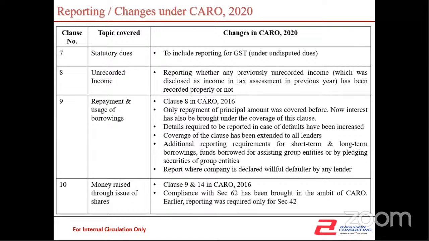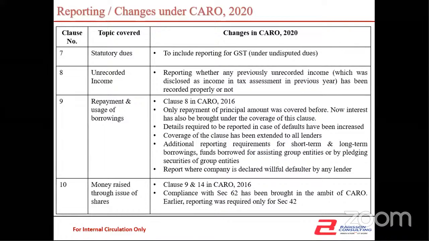Next point, funds borrowed for assisting group entities. If a company has borrowed any funds for providing financial assistance or settling obligations of a group entity like its subsidiary, associate, or joint venture, then the name of such entity, nature of relationship, and the amount borrowed for helping such group entities has to be reported. And lastly, pledging securities of such group entities. If the holding company has securities of a subsidiary company and to avail any fresh loan, it has pledged the securities of such subsidiary company, then the nature of security, name of company, and the amount of loan has to be reported.